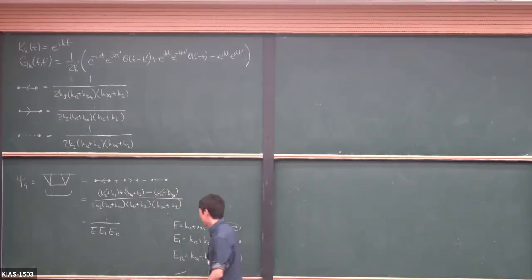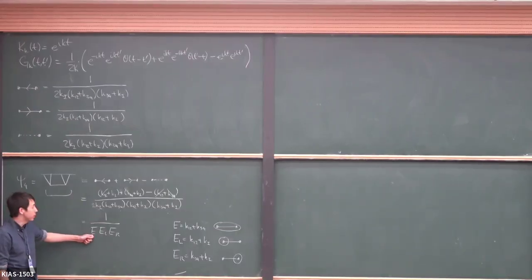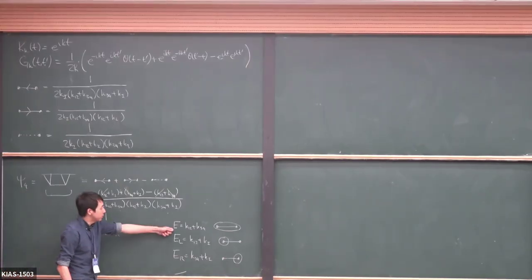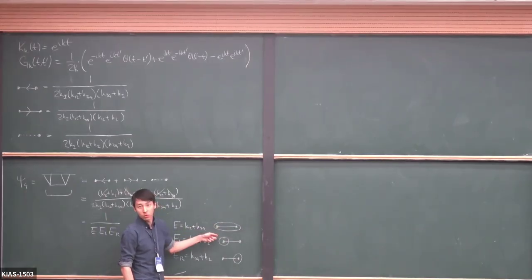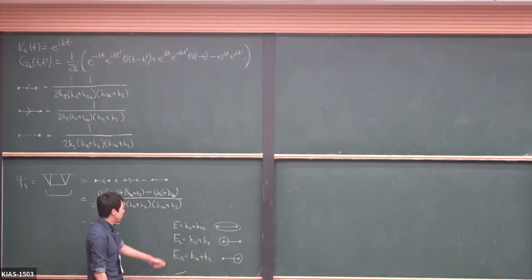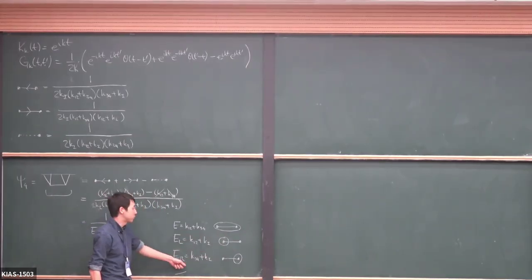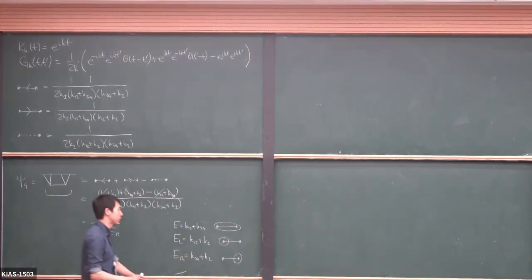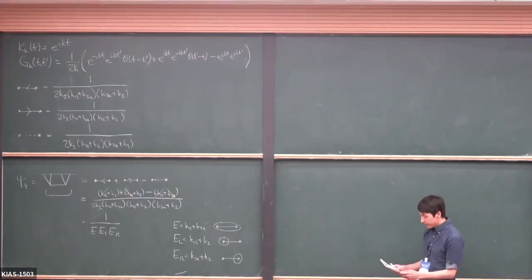So in the end, you get a much simpler answer, given by this expression in terms of the energy variables that I defined: 1 over E times E_L times E_R, where E denotes the total energy, the energy associated with the whole Feynman graph. E_L is the energy associated with the left vertex, and E_R is the energy associated with the right vertex. So we get this relatively simple looking expression as the final result.